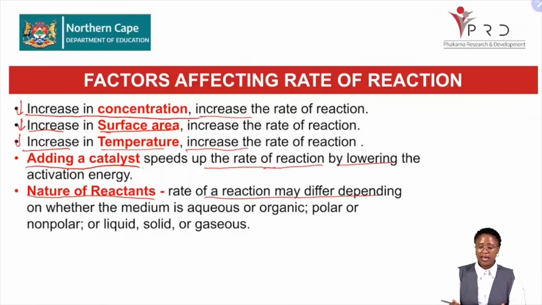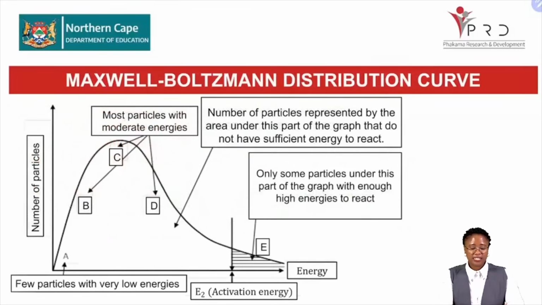All right. And now that we have looked at the factors that are affecting the rate of the reaction, the next thing that you need to familiarize yourself with as a grade 12 learner as you are revising this chapter today is to look at, don't forget to look at the Maxwell-Boltzmann distribution curve, because this graph is going to assist us when we are interpreting the graphs of temperature, the graphs of concentration.